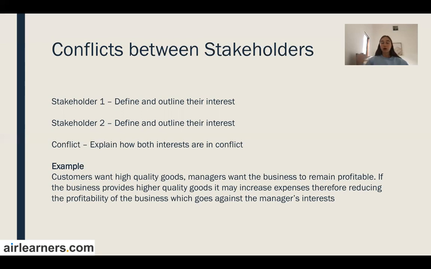If customers want high quality goods and managers want the business to remain profitable, it might propose some sort of issue, because if the business was to provide higher quality goods, it might increase the business's expenses, and that may mean that the business is no longer profitable, which then means that the manager isn't achieving their interests. So that's one good way of structuring your answer in relation to this dot point, and there's another practice question like this in the questions which go along with this video.